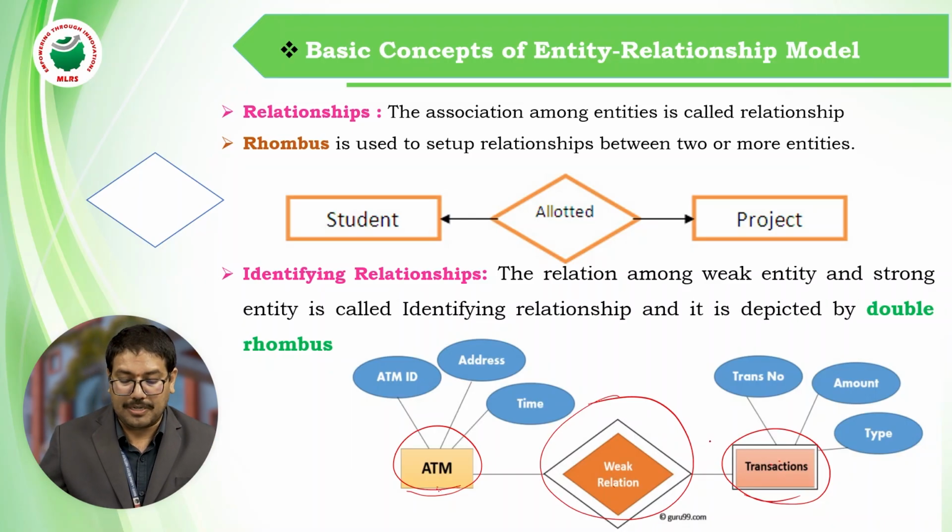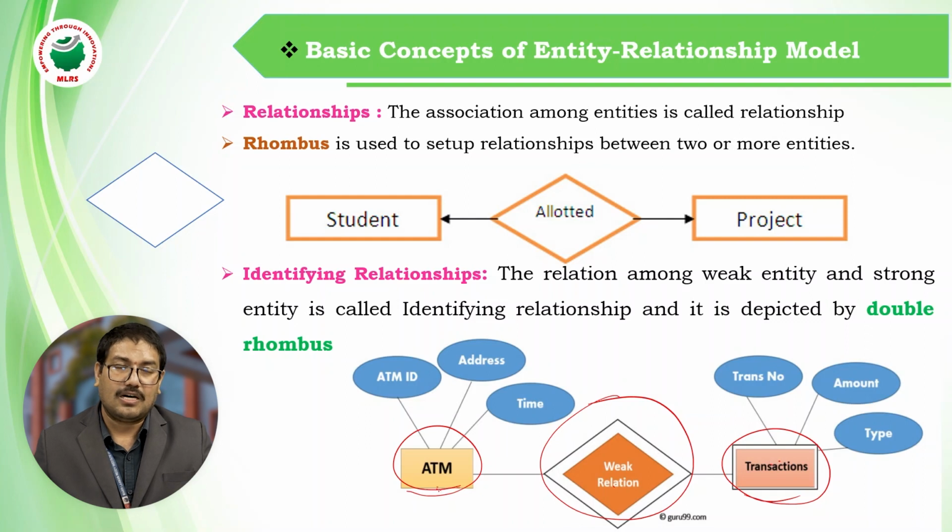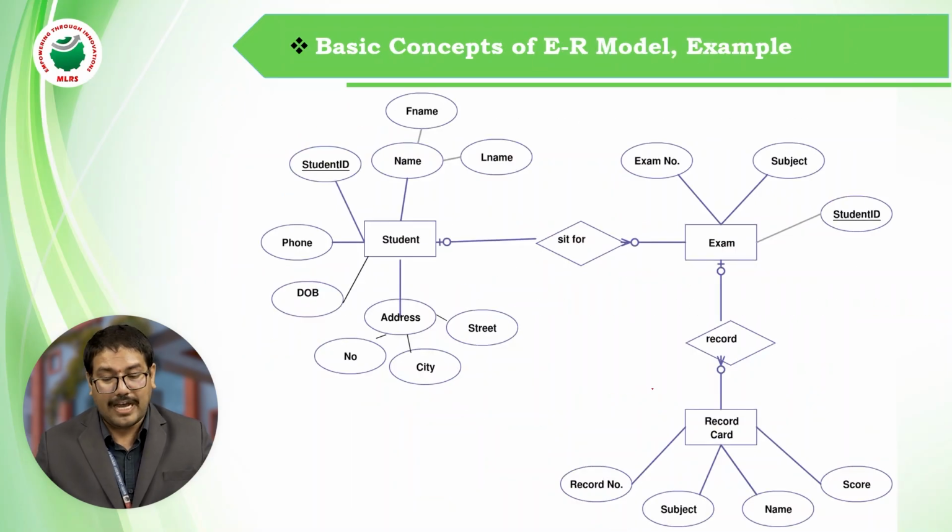So what is a relationship? A relationship is how two entities are connected, or I can say an association between two entities. Normally we represent a relationship with a rhombus. It is useful to connect two different entities. So this is about ER diagram basics.